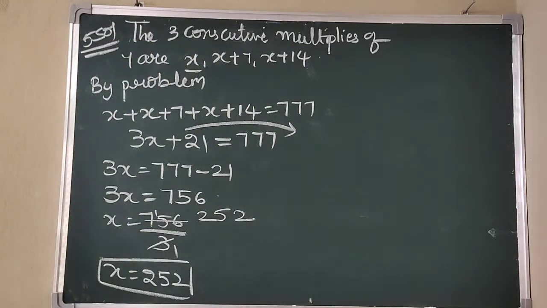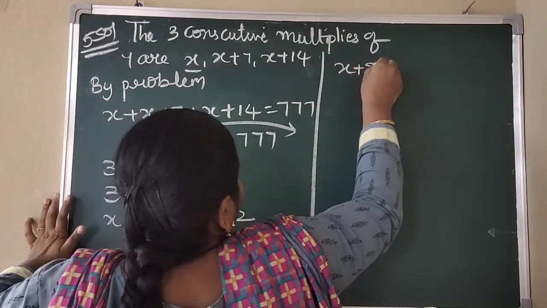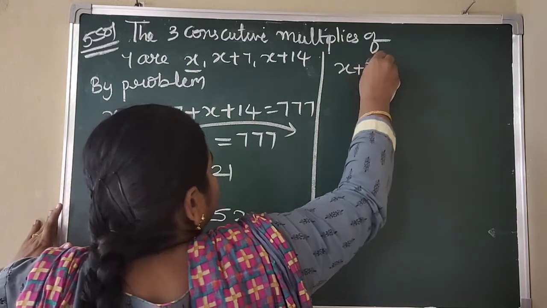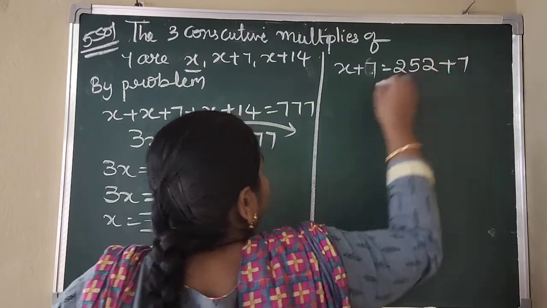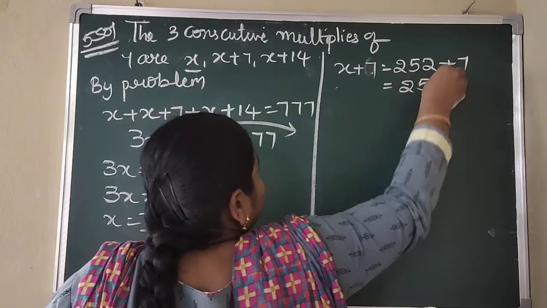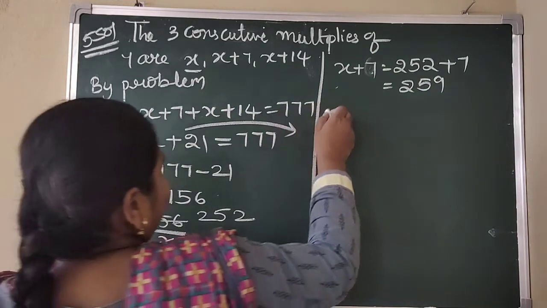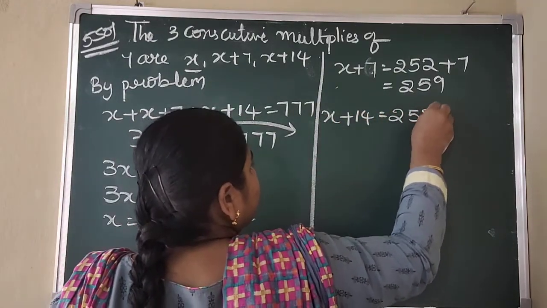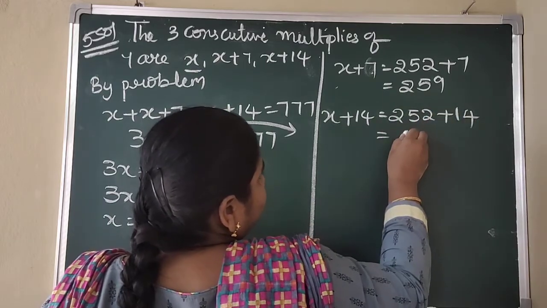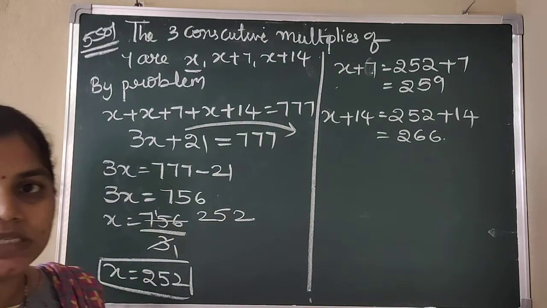Now we have to find x plus 7. That means for this 252 we have to add 7. So x plus 7 is equal to, x value is 252 plus 7, that will be equal to 259. So the second consecutive multiple of 7 is 259. And next is x plus 14. So the x value we got as 252 plus 14, so that will be 266. So these are the 3 consecutive multiples of 7.